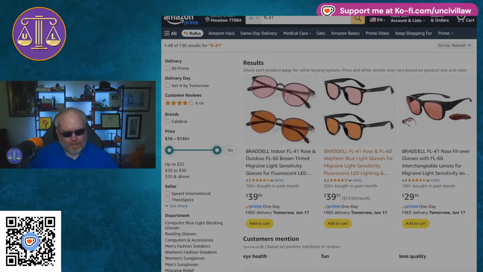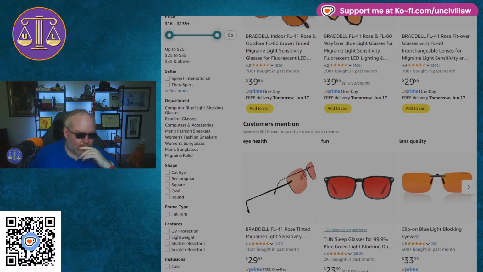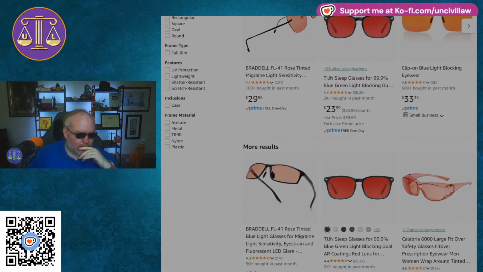All right, these FL41 lenses. Let's take a look at this from Amazon. Warby Parker. Okay. See, we got FL41 rose and outdoor tinted lenses. Okay. So these look really similar.